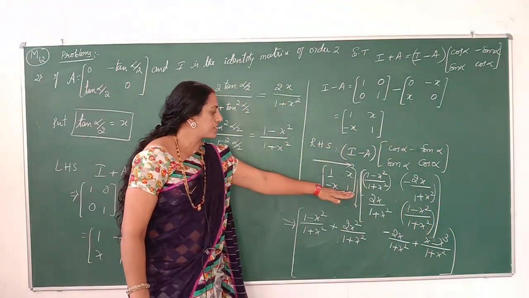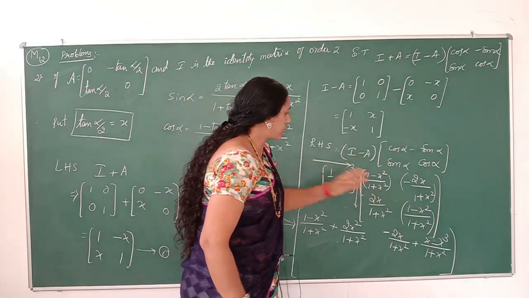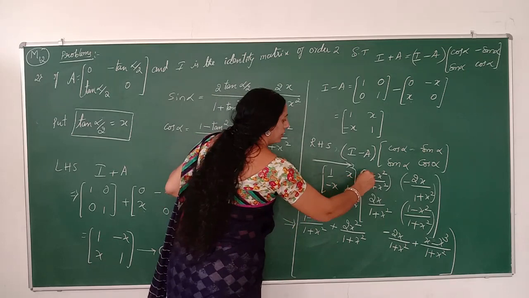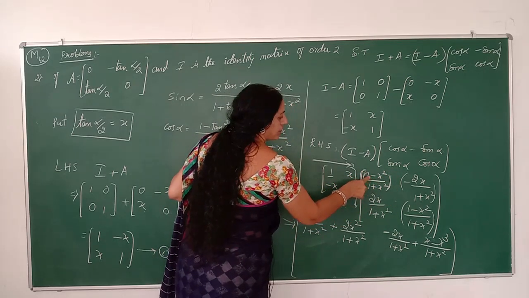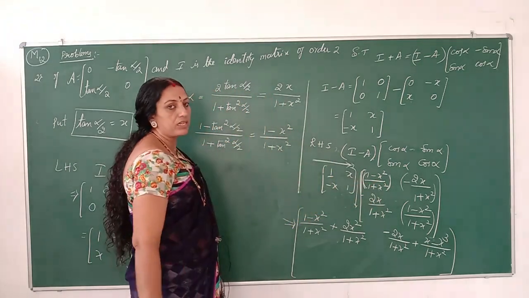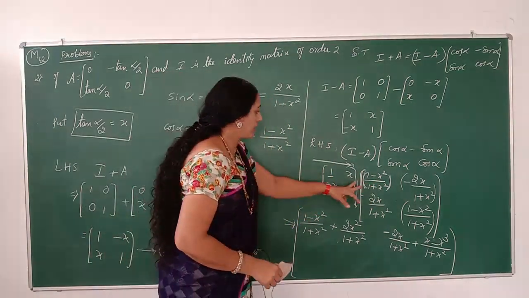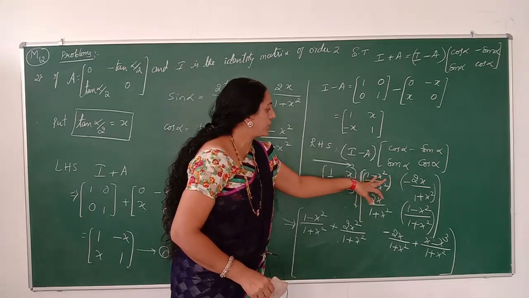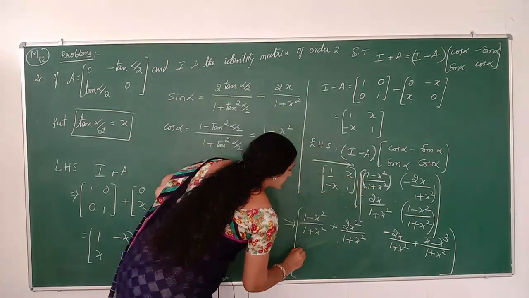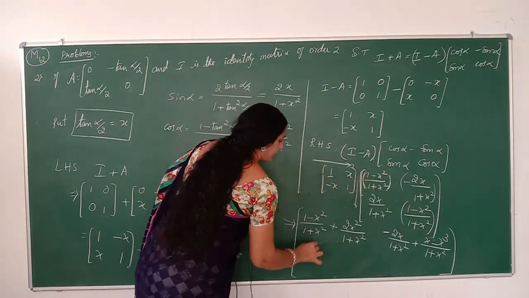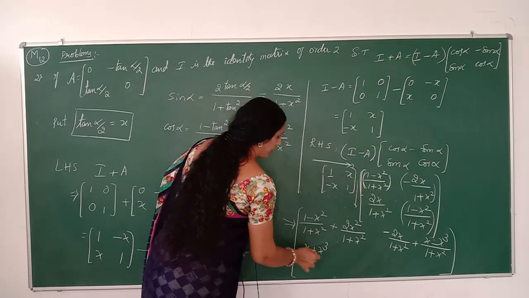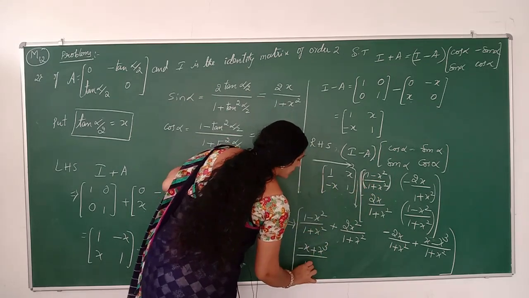Similarly, we come to the second row, first column: minus x into the first element, which is 1 minus x square divided by 1 plus x square. It is multiplied by minus x. Again minus x is distributed over both elements in the numerator: minus x into 1 is minus x, minus into minus is plus, x into x square is x cube, divided by 1 plus x square.